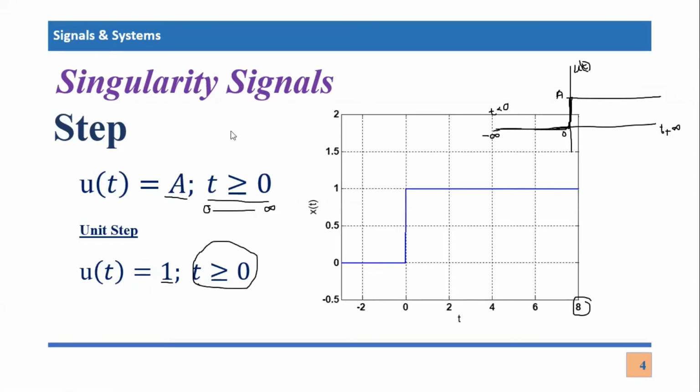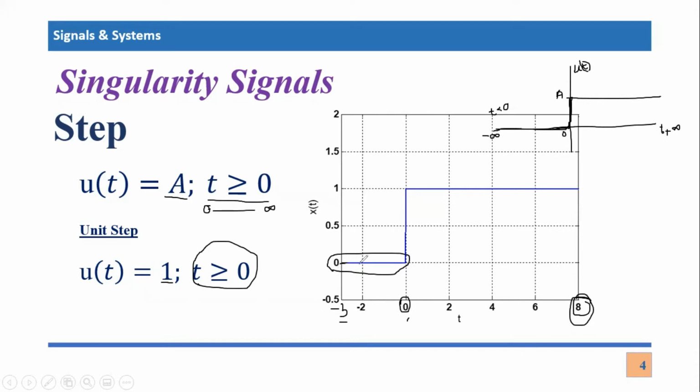If I plot it, it looks something like this. This is a signal plotted in a MATLAB environment, and I'm showing you a graph of it here. Time ranges from -3 and goes to +8. This is the position where time is equal to 0. For the values between -3 and 0, the value of the signal on the y-axis is 0.